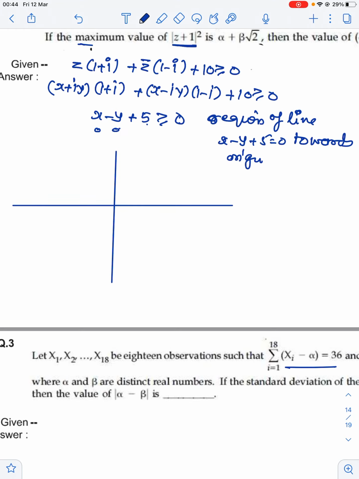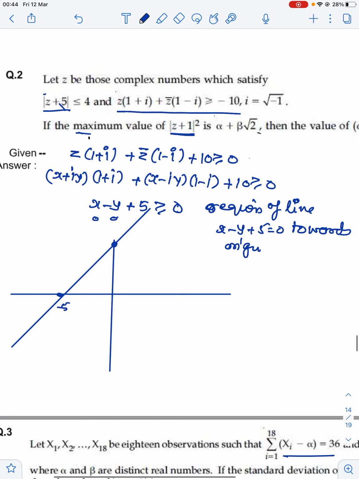This line, if I plot, y equal to 0, x equal to minus 5, and x equal to 0, y equal to 5. So this is somehow this line, x plus y equal to minus 5. The second relation is |z + 5| less than or equal to 1. This is obviously a circle with the center at minus 1 and radius 4. So this is the circle inside which the complex numbers are lying and satisfy this relation.